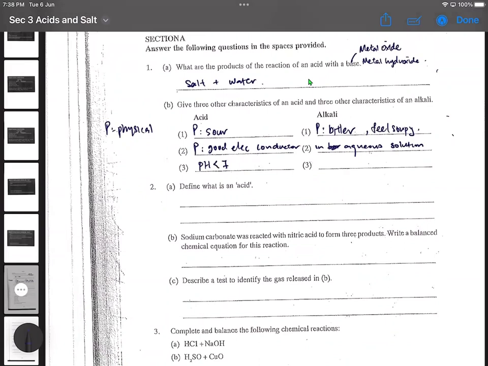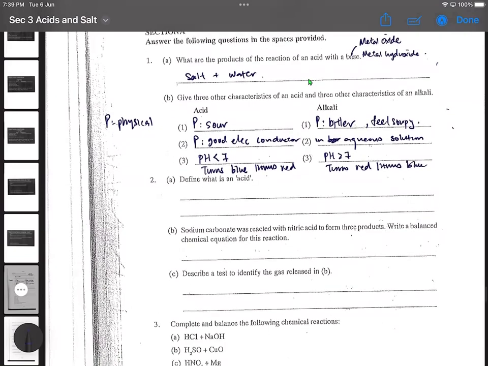pH less than 7, pH more than 7. Turns blue litmus red. Turns red litmus blue. Okay, these are the generic ones. Okay, now question, let's go to number 2A.